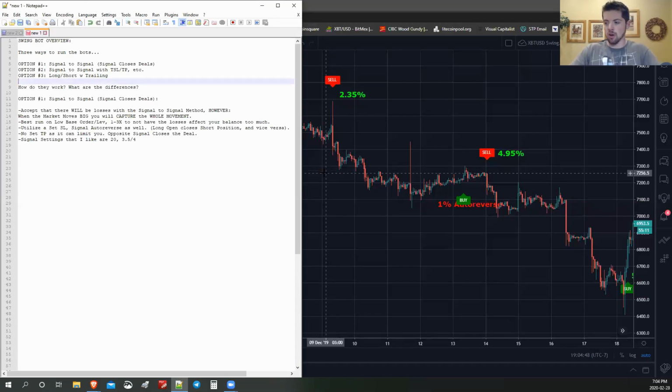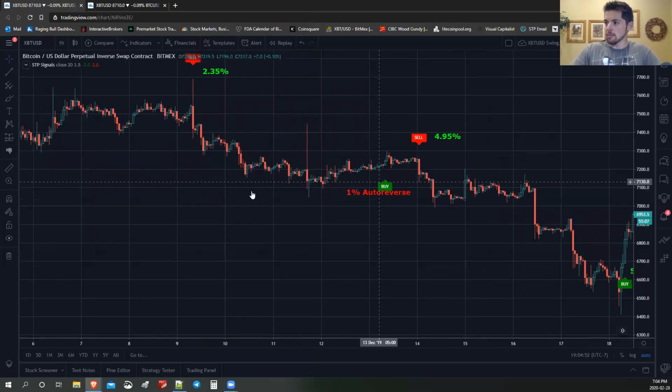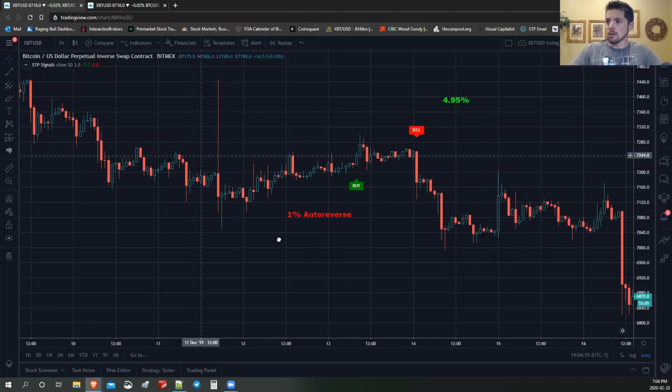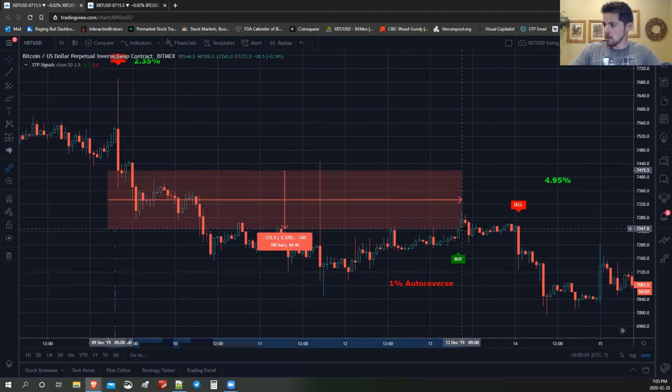So realistically on the chart, it looks like this. So this sell here, let me zoom in, would be a candle close at the bottom for short, you enter, and signal to signal on the next buy, which would be 2.35%. It's a short deal coming over. So that's what it means to signal, right? You're in a short until a long comes in. You're in a long until a short comes in, vice versa.